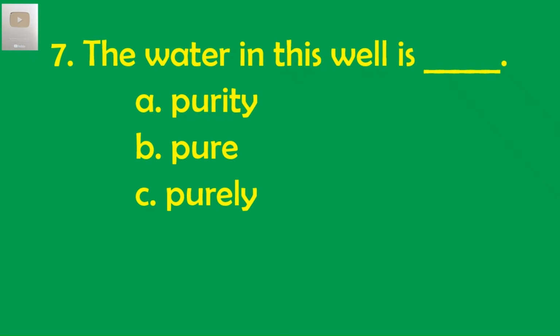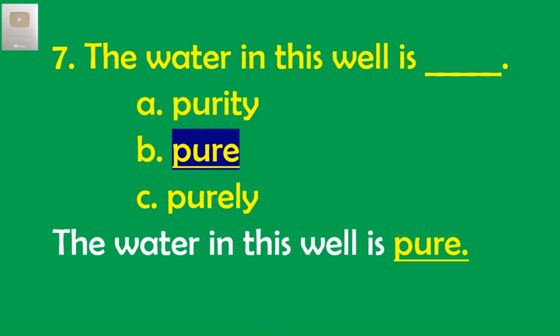The water in this well is, now there's a blank. This is sentence number 7 out of the 10 sentences in this exercise. Choices are A, purity, B, pure, and C, purely. Choose which is the correct one.